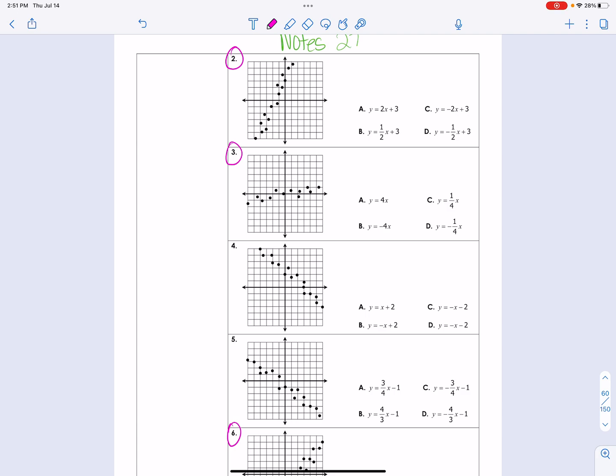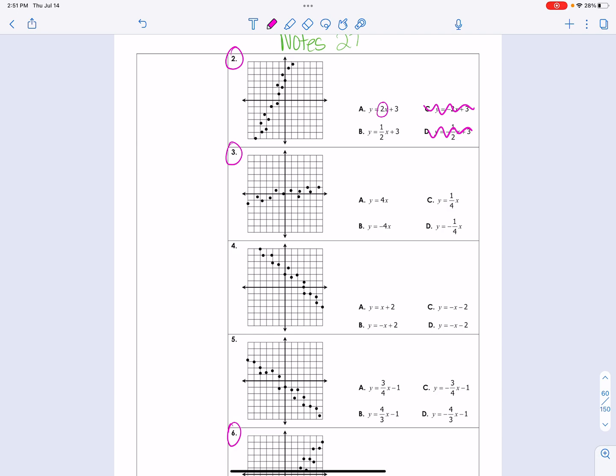Pause and do 2, 3, and 6. Okay, so for sure on 2, I know it is not C and I know it is not D because those are negative slopes. And when I look at that, that is not negative. To me, my best guess is A because 1/2 is going to be a flat line.